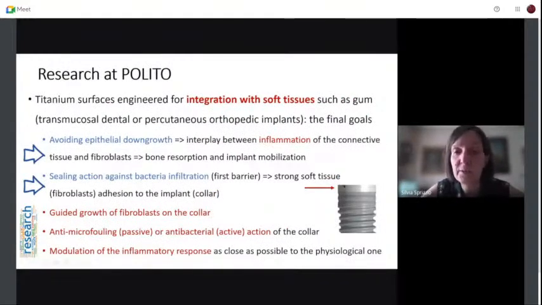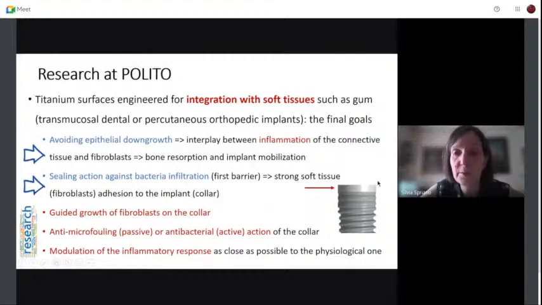In this case, concerning the dental implant, we are focusing on the collar that is in contact with the gum. What is already known is that if we want to avoid the epithelial downgrowth, we have to avoid the inflammation of the connective tissue, and we need a very healthy adhesion and proliferation of fibroblasts, because there is a strong interplay between the two effects. And at the end of this cascade of events, we can have bone resorption and implant mobilization.